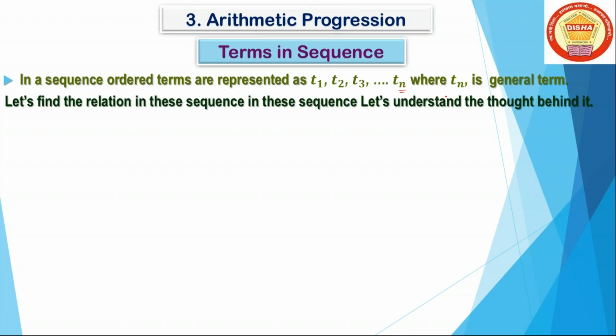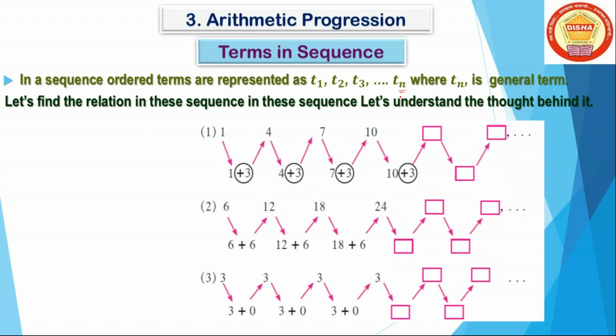Then let's find the relation in this sequence, and let's understand the examples given. See now, on the screen we are taking 3 examples. We see the examples one by one. See the first example: 1, 4, 7, 10, with empty boxes given. Here we have to find the relation between the terms and the order on which they are arranged.